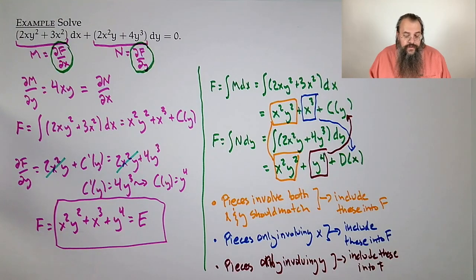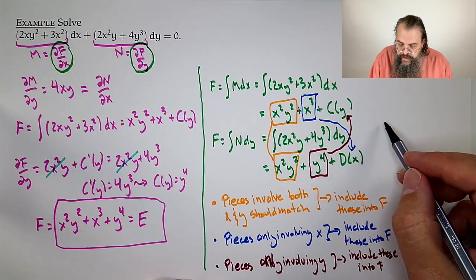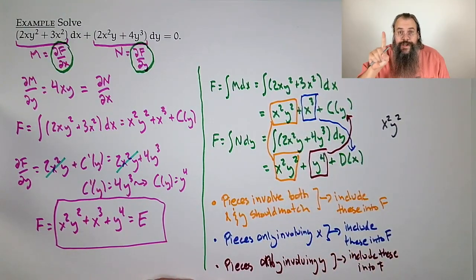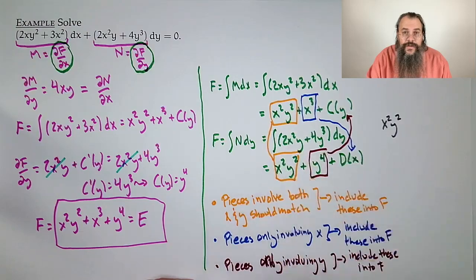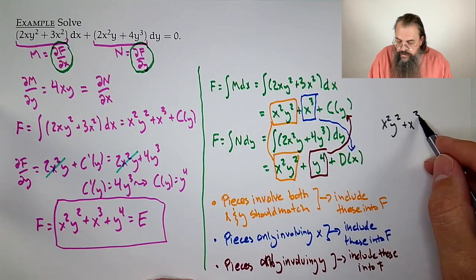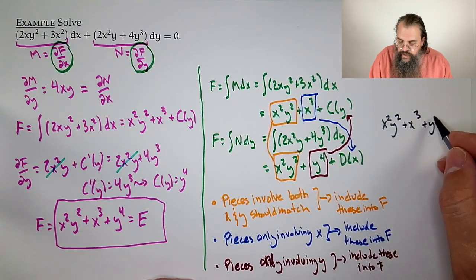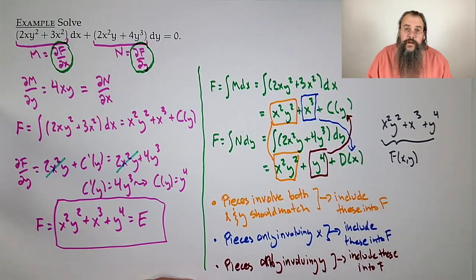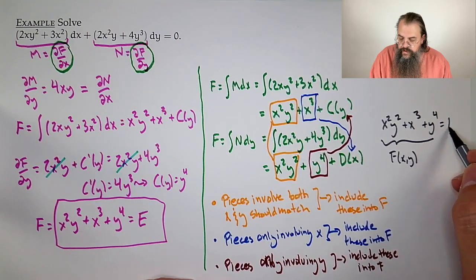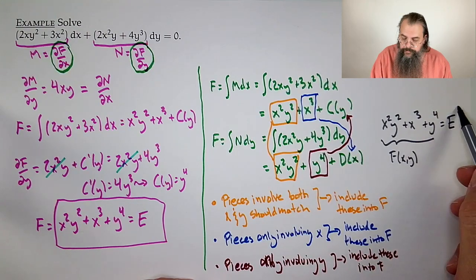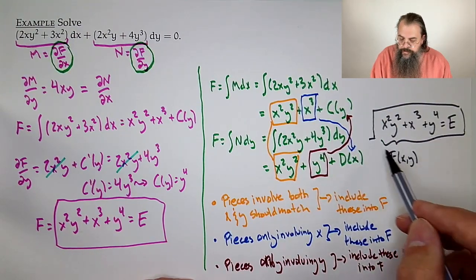So if we piece all of this together, we can say, aha, our function f of xy has x squared y squared. And again, we're only taking one copy of it. We're not taking two copies of it, just one. And then we have the x cubed, and then we have the y to the fourth. And so this is our f of xy. And finally, to get our solution, we set this equal to some constant. And working our way up the alphabet, since we already used c and d, the next constant up is e. And there we go. That's it.